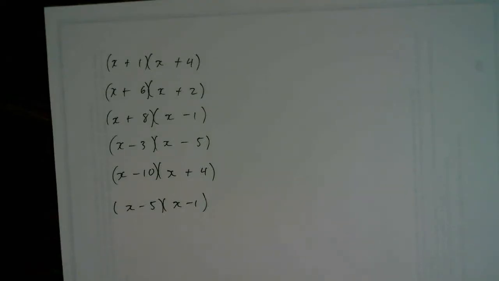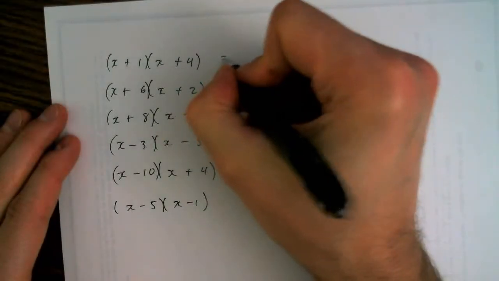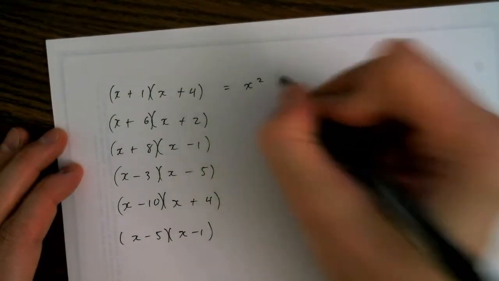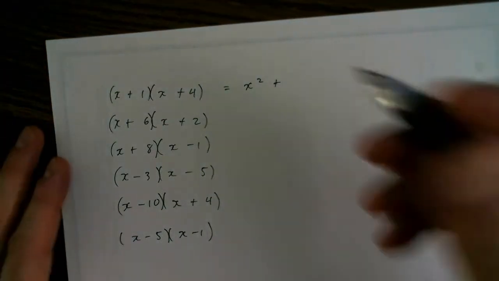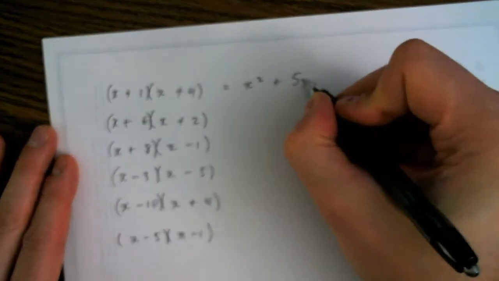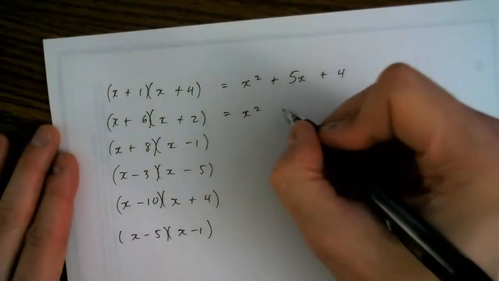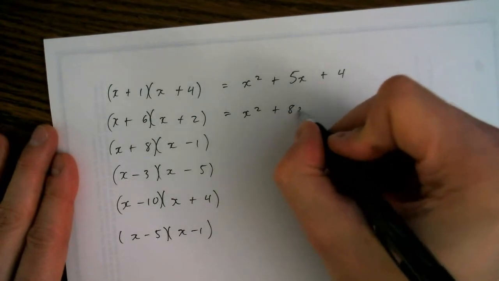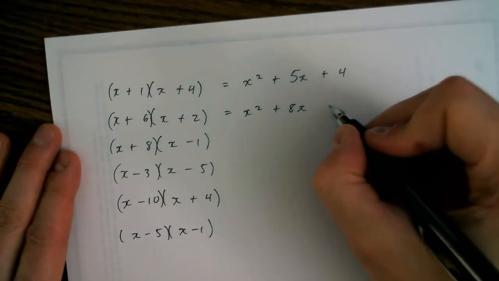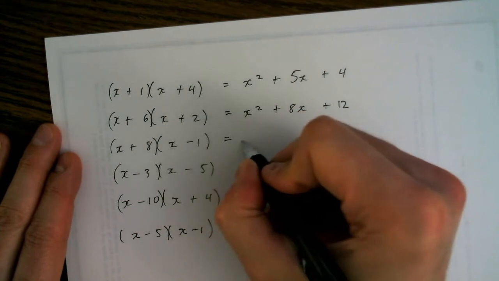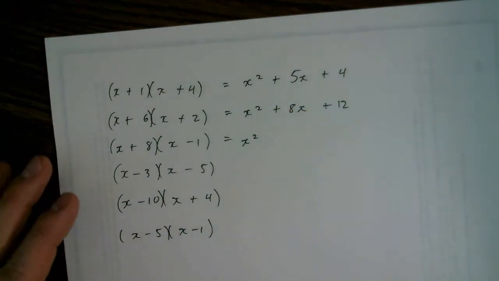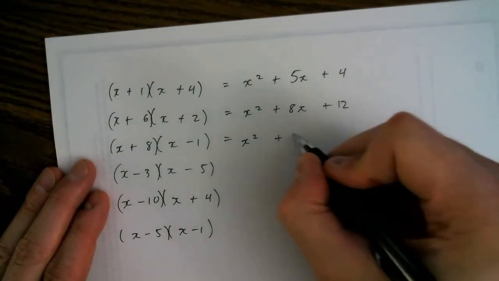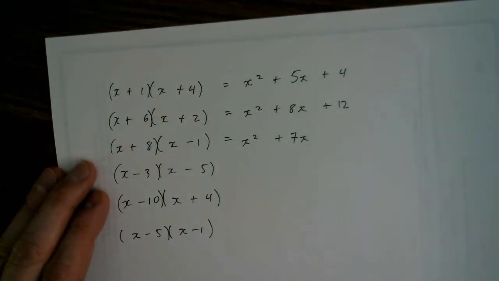So can we apply that pattern to expanding and simplifying these products? So we've got the 1 plus the 4 is going to give us the 5, and 1 times 4 is going to give us the 4. 6 plus 2 gives us 8. 6 times 2 gives us 12. 8 plus negative 1 gives us 7. 8 times negative 1.